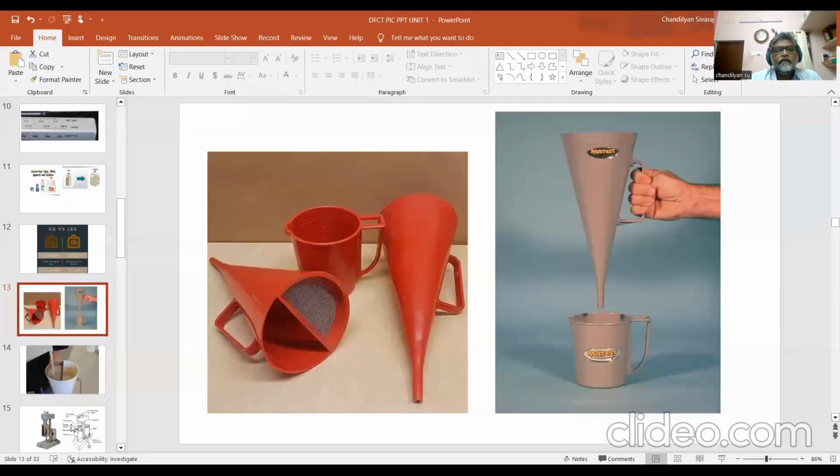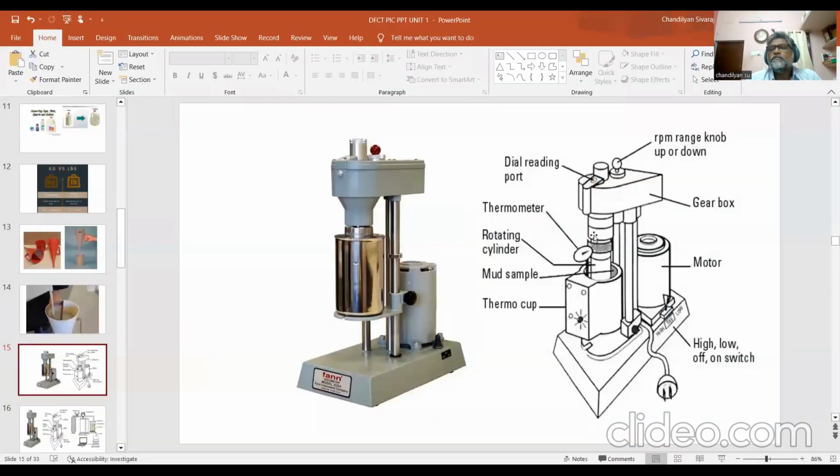Yeah. So this is what is called, let me minimize the video, the equipment, the Fann VG viscometer. This is what I call the sleeve, the outside one. And this one is the rotating cylinder. There will be a plug to it, and there will be a high, low, off, on switch.